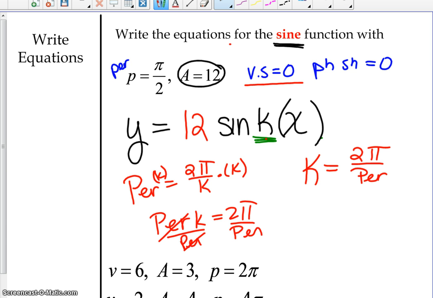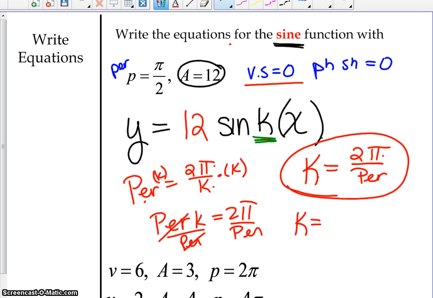In fact, I suggest you write that really in bold on your notes. This is a really important idea. Just like we knew that the period equaled 2 pi divided by k, my k will always equal 2 pi divided by my period. Knowing that, in this problem, my k would equal 2 pi divided by my period, which I was told here is pi over 2.